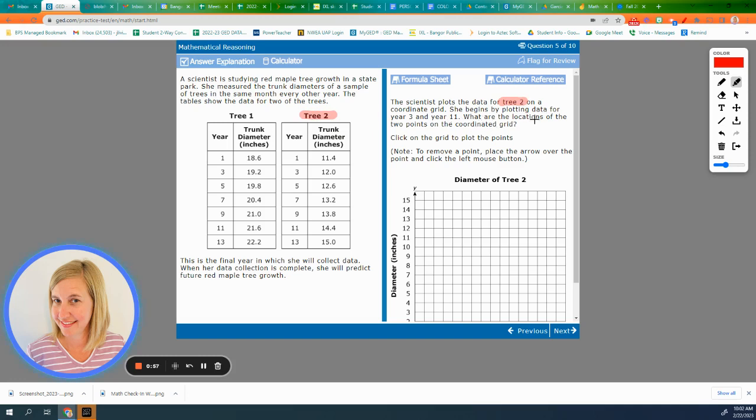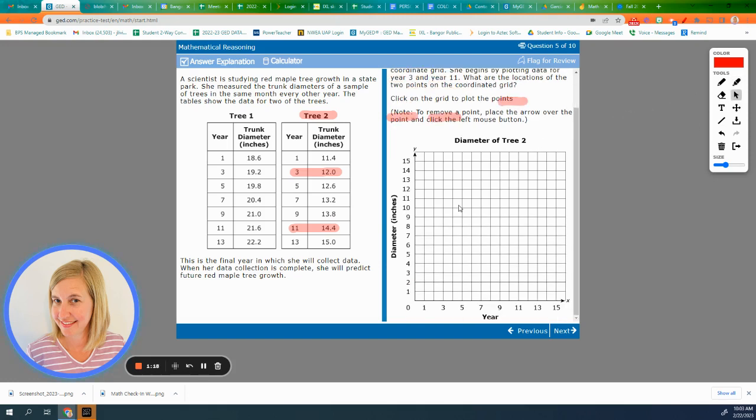She begins by plotting data for year 3 and year 11. Okay, so we're going to be looking at 2 particular years for tree 2. We're going to be looking at year 3 and year 11. What are the locations of the 2 points on the coordinate grid? Click on the grid to plot the points. Note, to remove a point, place the arrow over the point and click the left mouse button.